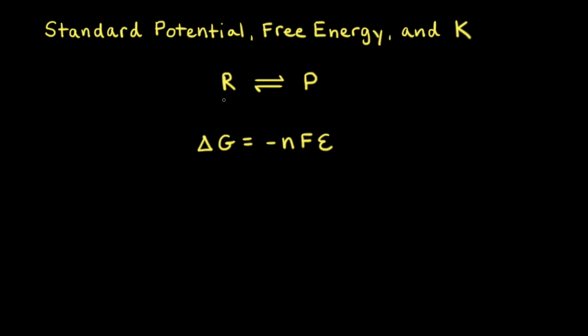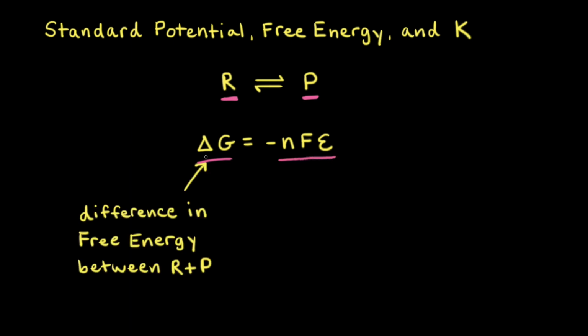For a generic redox reaction where the reactants turn into the products, the free energy is related to the potential for the redox reaction. The equation that relates free energy and potential is given by delta G is equal to negative nFE. Delta G is the instantaneous difference in free energy between the reactants and the products.